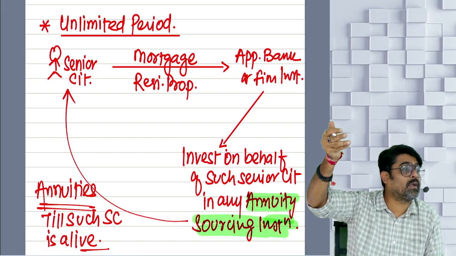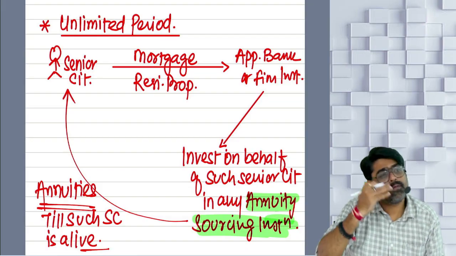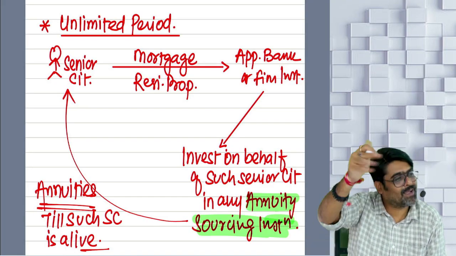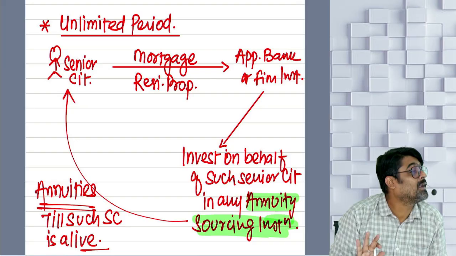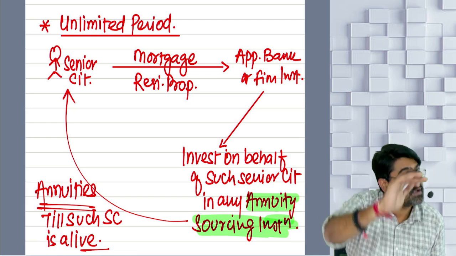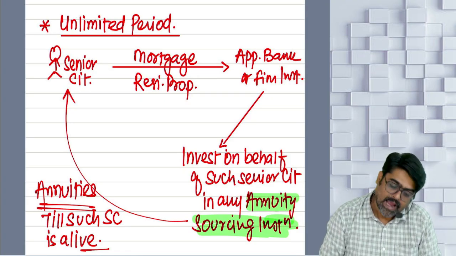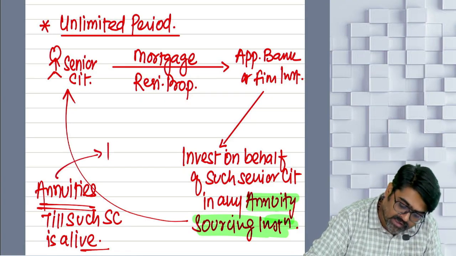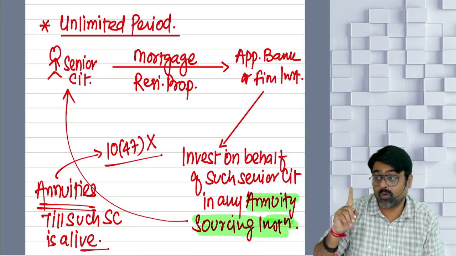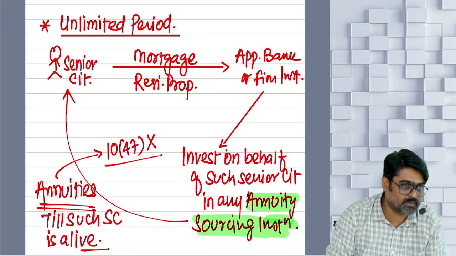Now you can stay alive, you can die within 20 years also, you can die after 20. Whenever you want, Appa, you can die at that time. And till the time you are alive, you will keep on getting a regular payment from this annuity sourcing institution in the form of annuities. And for your kind information, this annuity will not be exempt under section 10(10A). There will be no exemption. This will be taxable in the hands of that senior citizen under the head income from other sources.